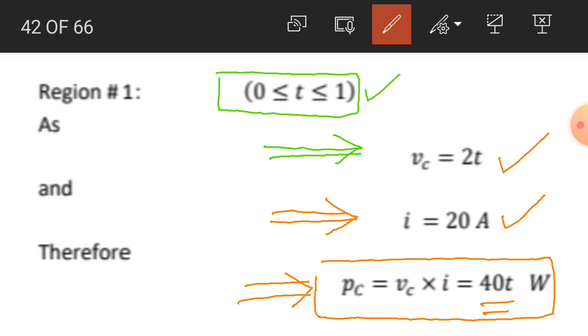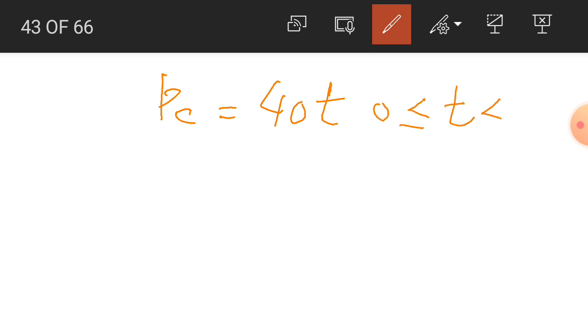This is one way to sketch the power. There is another way to sketch this particular power. The power, changing with respect to time, is equal to 40t. This equation is valid in region number 1 only, where the time is changing from 0 to 1.